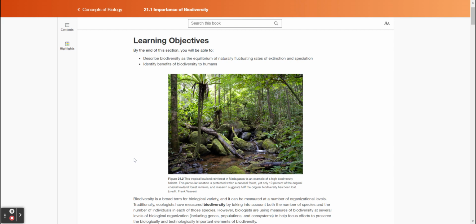Figure 21.2, this tropical lowland rainforest in Madagascar is an example of a high biodiversity habitat. This particular location is protected within a national forest, yet only 10% of the original coastal lowland forest remains, and research suggests half the original biodiversity has been lost.